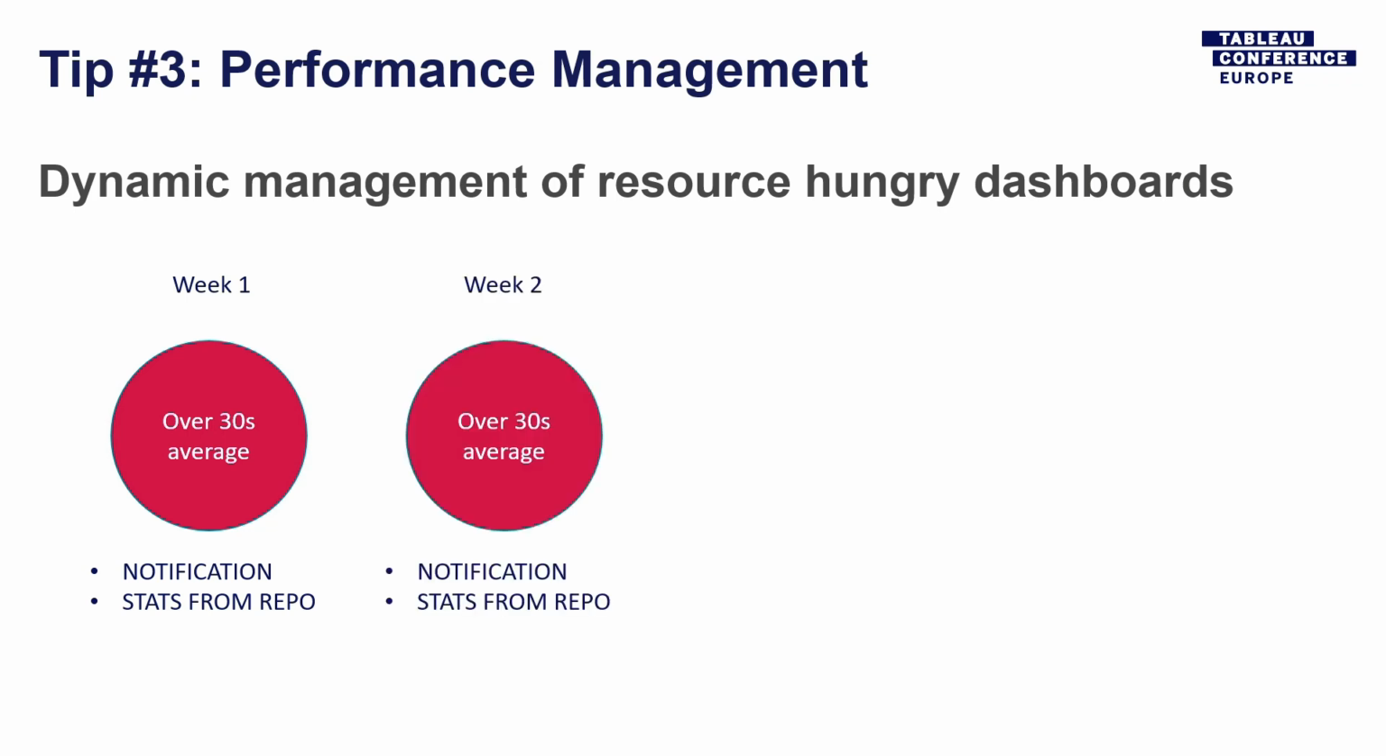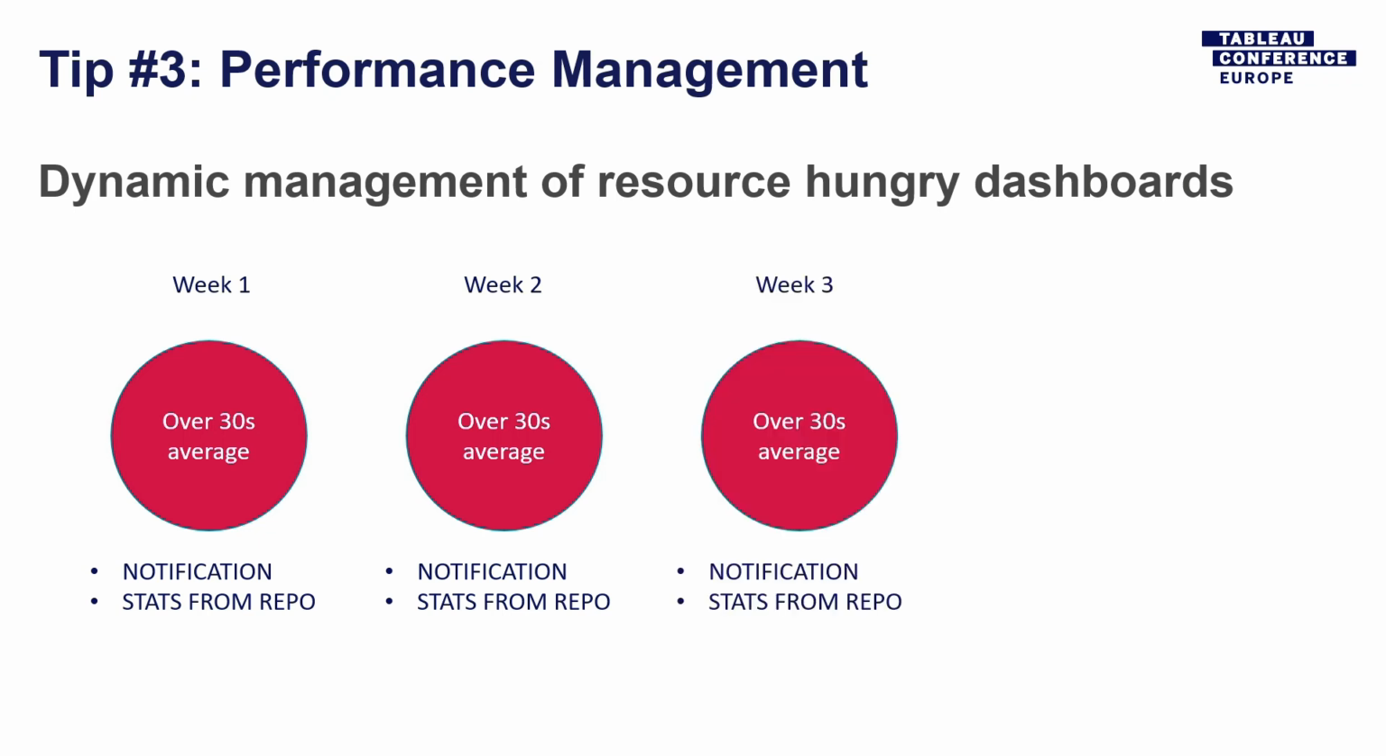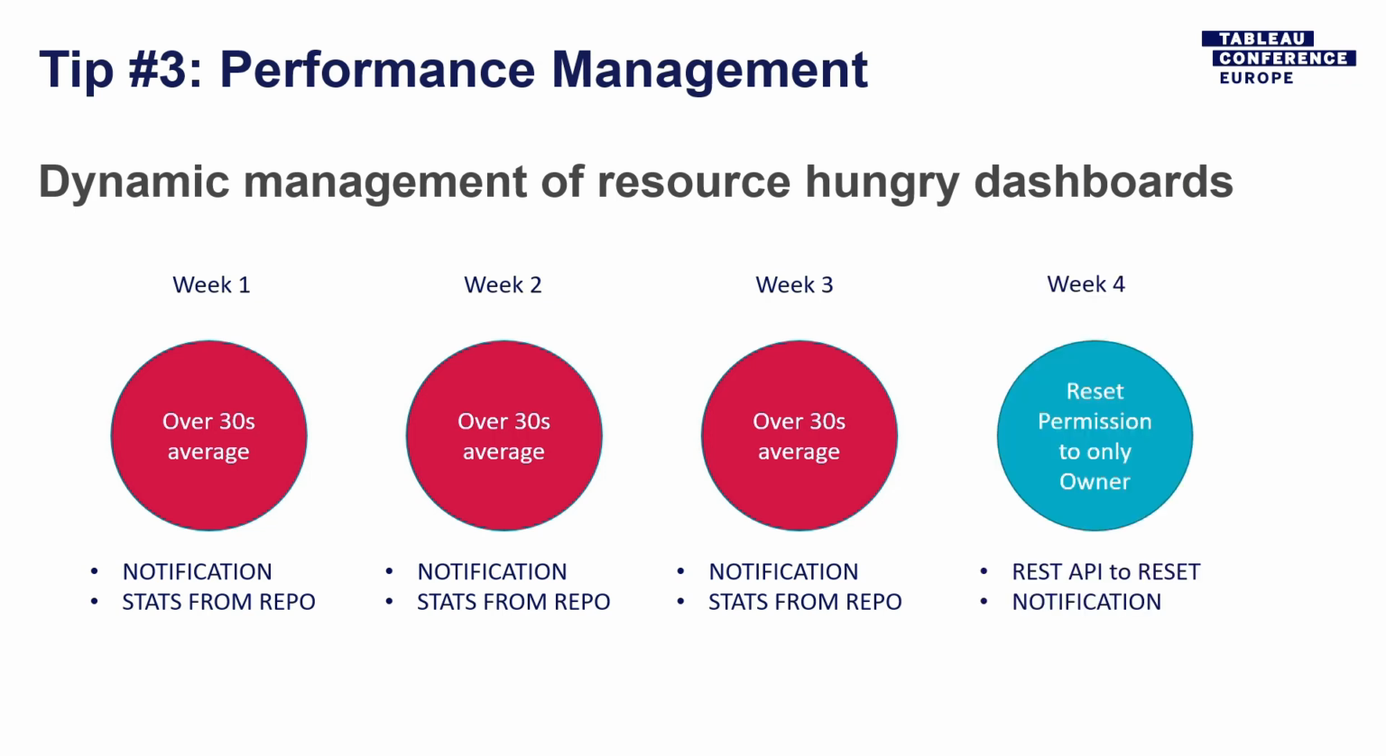A week goes by, nothing happens. The author ignores our email. We send another email. Nothing changes. It's still performing badly. Then we take another week and send another email. Again, the author of that workbook doesn't do anything. What we eventually do is lock the permissions so only the author can see it, but nobody else.